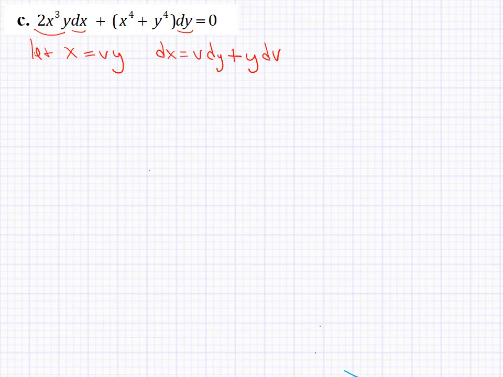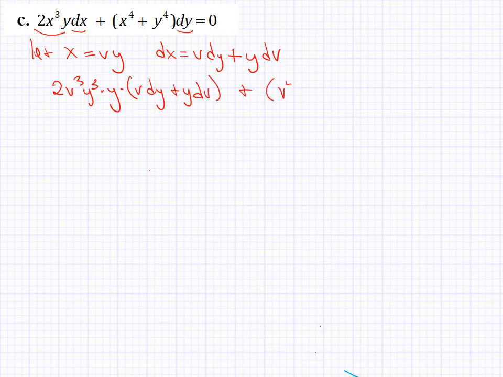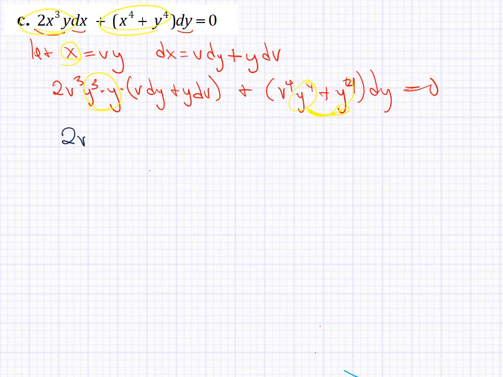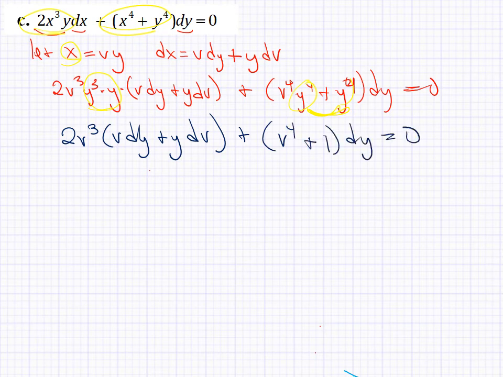And so now I'm going to get 2 v cubed y cubed times y times dx, which is v dy plus y dv, plus x, which is v to the fourth, y to the fourth, plus y to the fourth times dy equals 0. The original one was degree 4 homogeneous, so I'm going to pull out a y to the fourth. Since I changed my substitution, I'm now pulling out a y to the fourth. I have a y to the fourth here and here. So I'm going to get 2v cubed times v dy plus y dv, plus v to the fourth plus 1 dy equals 0. Again, I pulled it out and canceled the y to the fourth already.